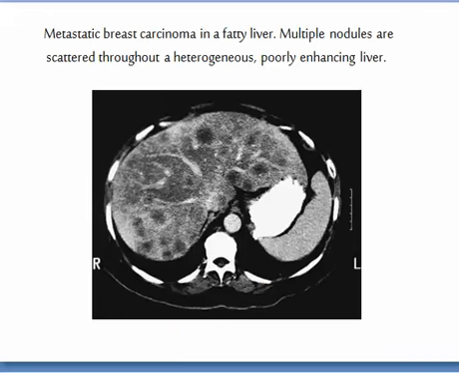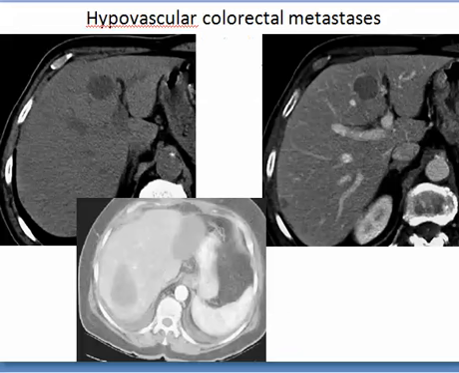Metastatic breast carcinoma in fatty liver can appear as nodules throughout a heterogeneous, poorly enhancing liver, but low density nodules. Hypovascular colorectal metastasis, similar to that of pancreatic carcinoma. Same changes here and there. Multiple hypovascular colorectal metastases.